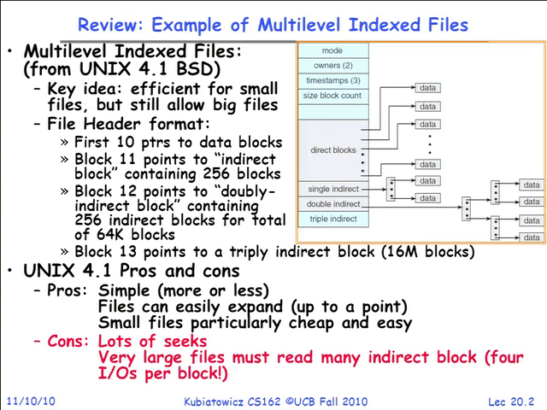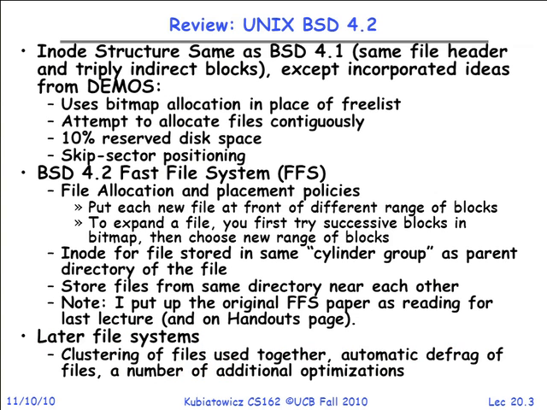Okay. And then this is what we just said, right? So 4.2 had the so-called fast file system. There's a paper up there about what the fast file system did. You might take a look at that. But here are just the things that we talked about.